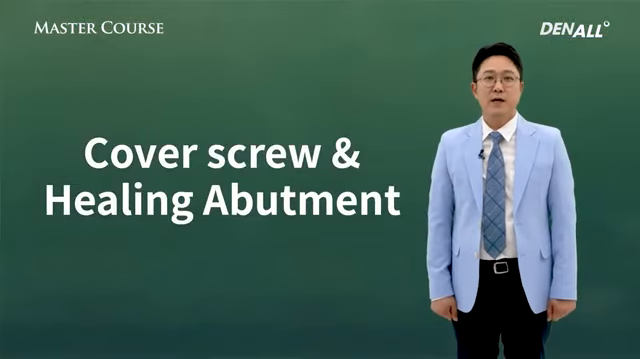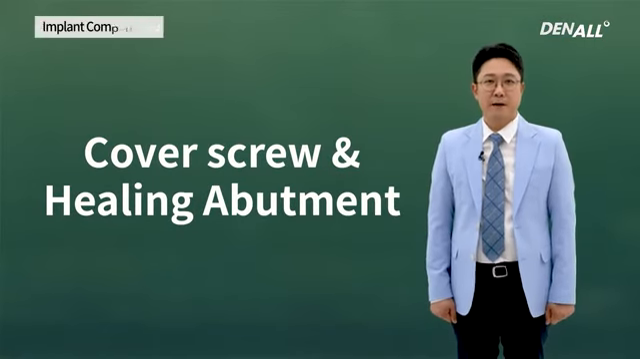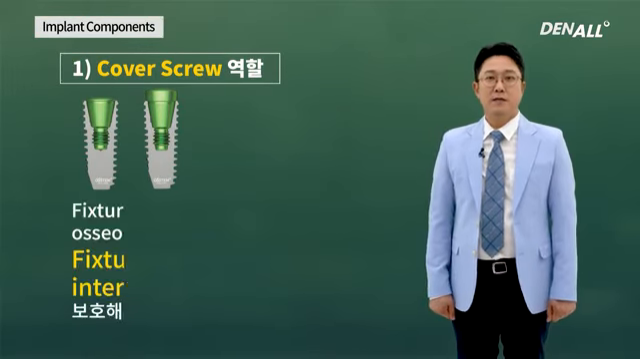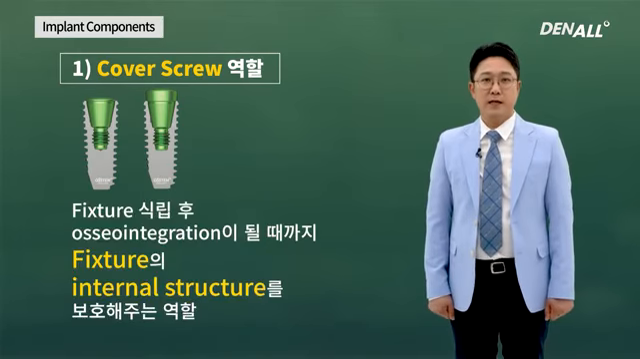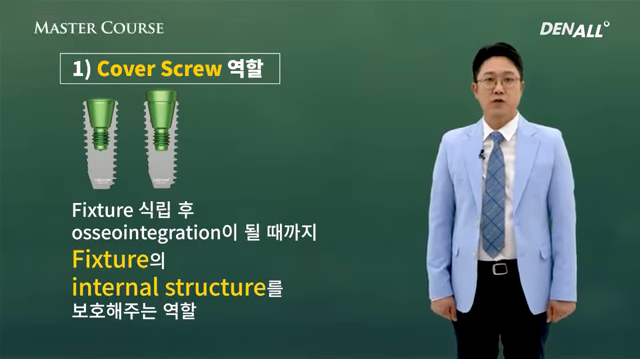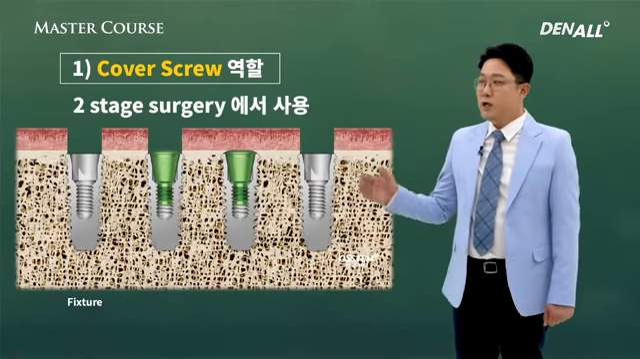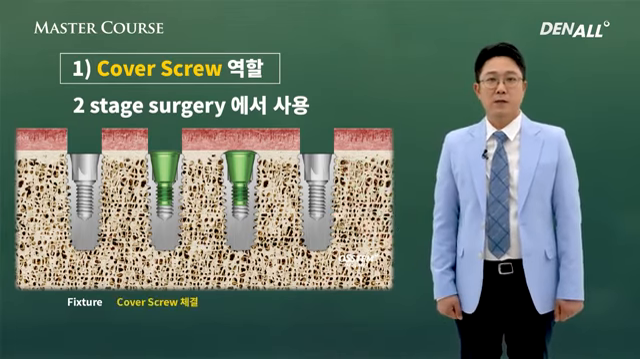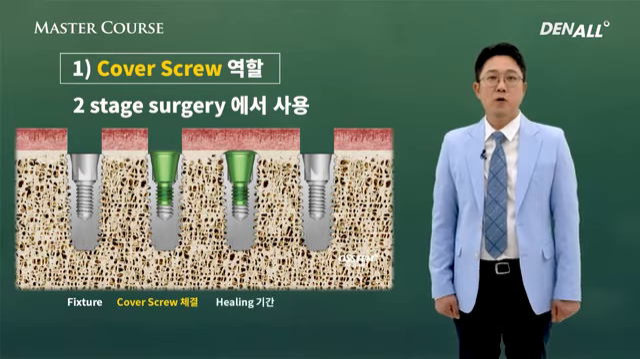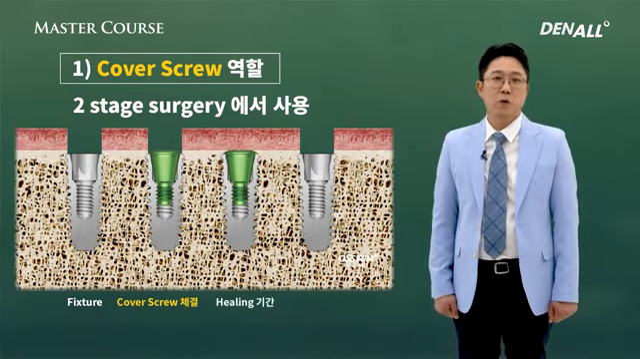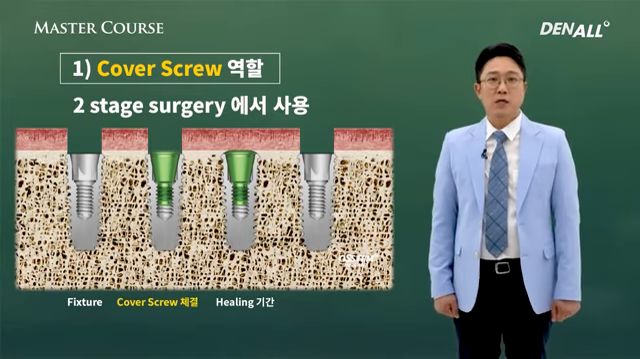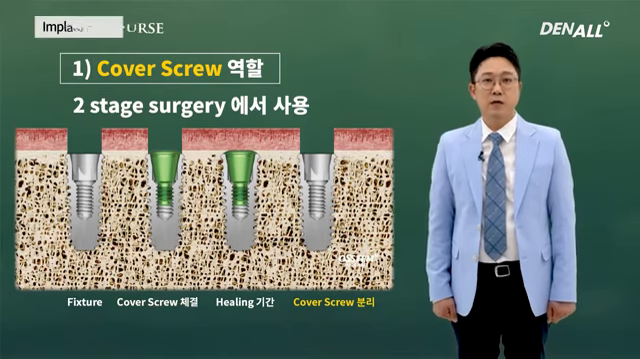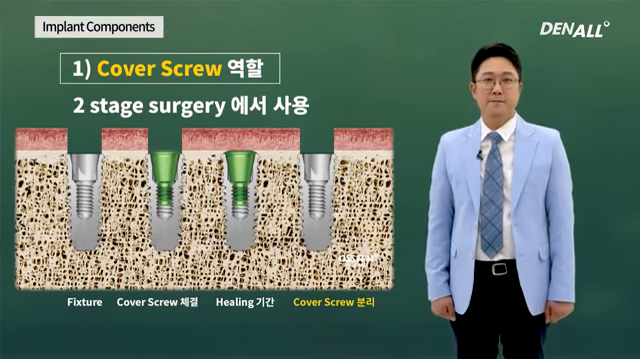I'm going to talk about cover screw and healing abutment. Cover screw is used for two-stage implant surgeries, and the implant is placed up until osseointegration. It protects the internal structure of fixture. When you do two-stage surgery, you place the fixture and connect cover screw and cover the internal structure of fixture, and while osseointegration occurs, it protects the internal structure. At second surgery, if you remove cover screw, other superstructures can be safely connected with fixture.